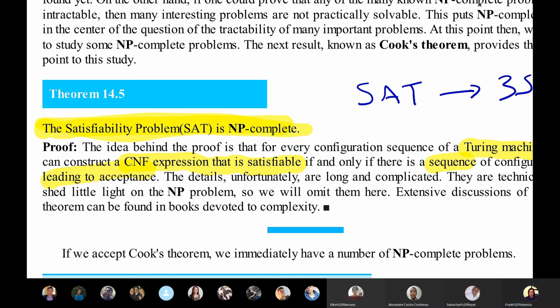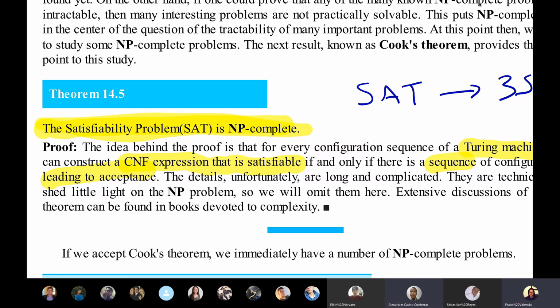Okay. Okay, o sea, lo que se hace es transformar todas las máquinas de Turing a fórmulas, y de allí lo que se busca es que por medio de eso el string que entre llegue al estado de aceptación tanto en la fórmula como en la máquina. Exactly. Okay.